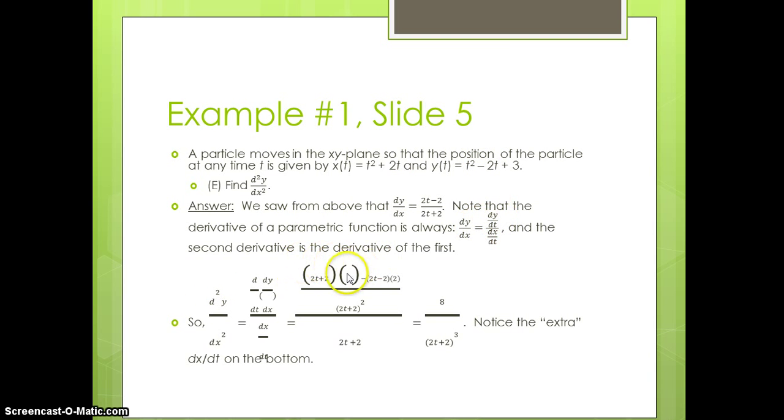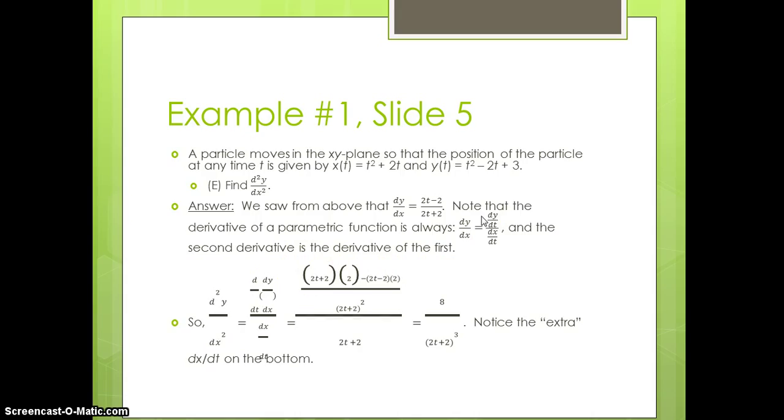If you notice on this screen, what I did on the top is I found the derivative with respect to time of dy/dx. dy/dx is 2t minus 2 over 2t plus 2. So we're going to use the quotient rule on this. And remember the quotient rule: low d high minus high d low over low low. In this case, we get (2t plus 2) times 2 minus (2t minus 2) times 2, over (2t plus 2) squared. That's the top part.